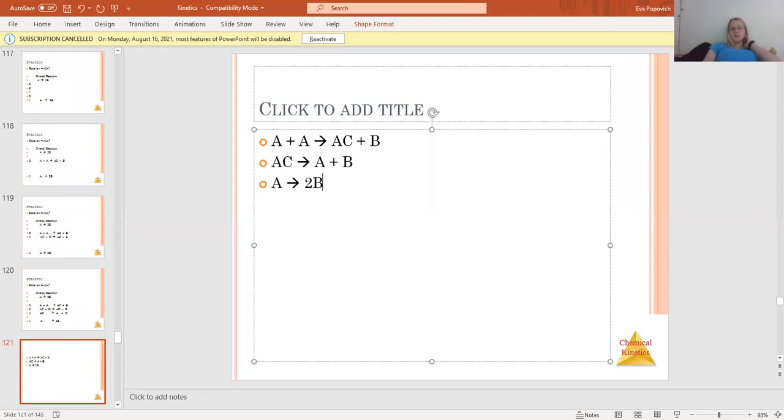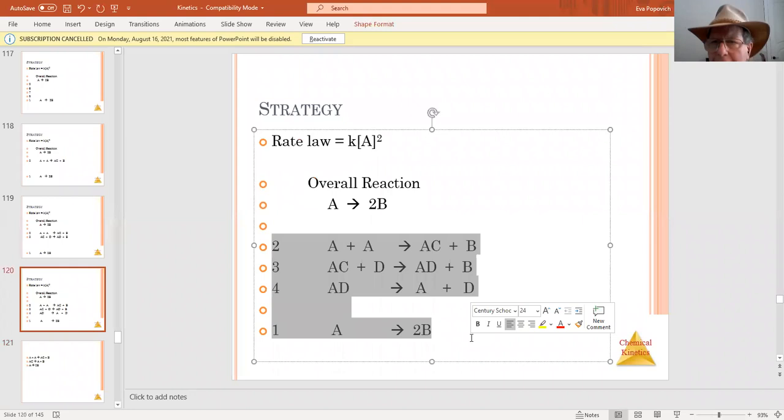I don't see why not. It could work as well. So this is a good mechanism as well as this. Guys, you're making this up. Understand, you are making it up. All you're doing is trying to solve a puzzle. You're trying to develop a route that will take you from A plus A yielding something to A yielding 2B. And I know I have to have A plus A because the rate law is valid.